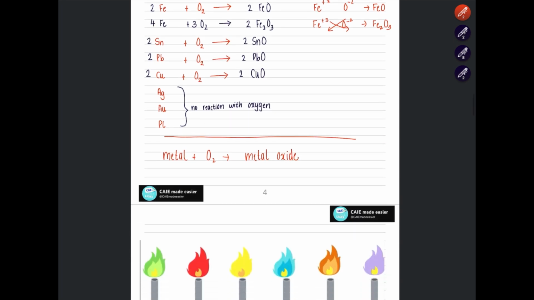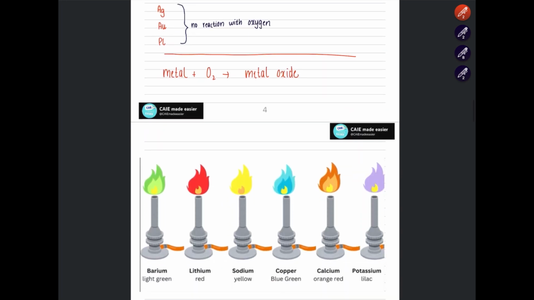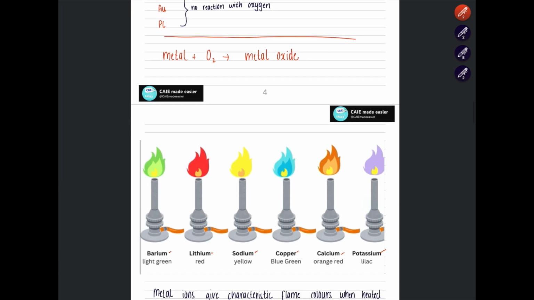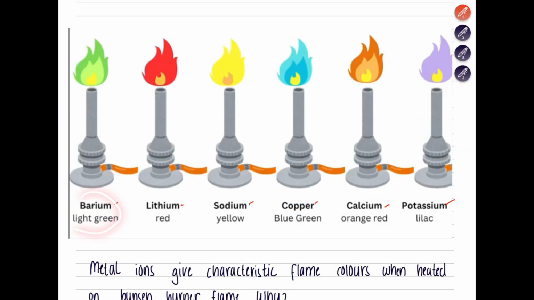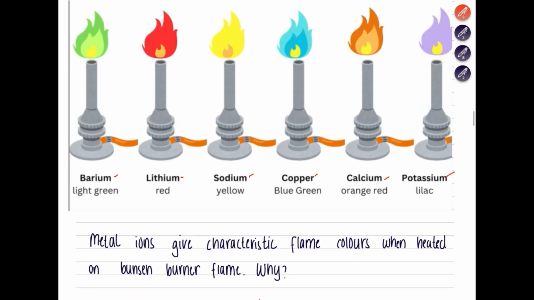Alright, now moving on. If we have some element, for example barium, lithium, sodium, copper, calcium, or potassium, and we burn them in a Bunsen burner flame, that means they are reacting with oxygen, and we get these characteristic flame colors. Barium always gives us a light green color. Potassium gives us a purple flame color. Why do you think this happens?